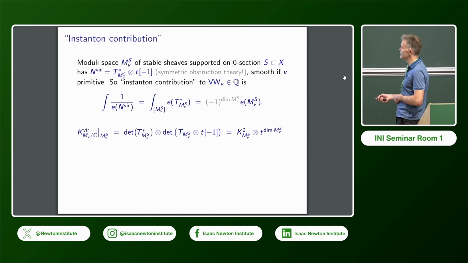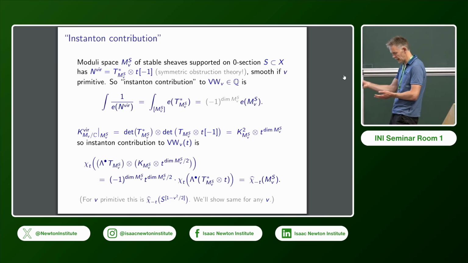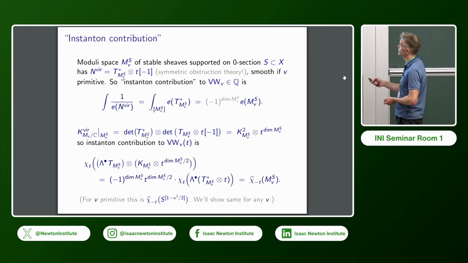And then the refined version, you can compute that as well. You work out the virtual canonical bundle. You see it's the actual canonical bundle of the moduli space squared, so it has a natural square root. And then you work out what this refined Vafa-Witten invariant is, and it's as follows. So the virtual structure sheaf is just the Koszul complex on the dual of the obstruction bundle. So that gives you this term.